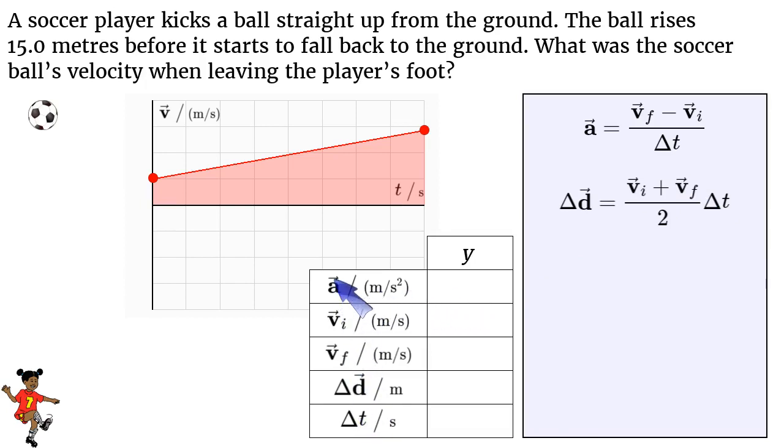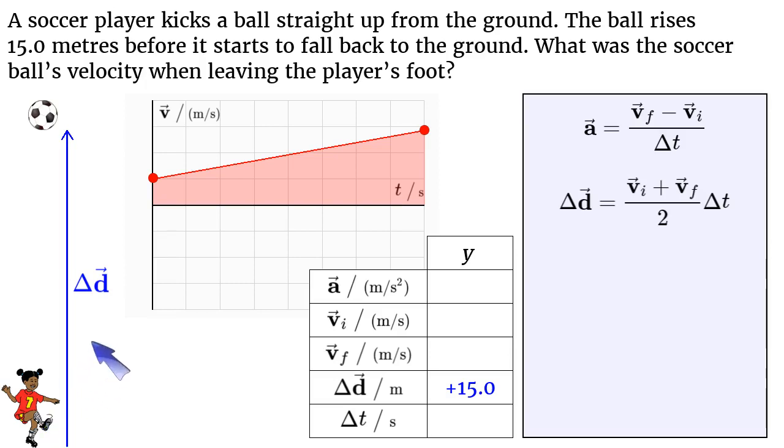Now, this is one-dimensional motion because the ball is being kicked straight up. It's going to move straight up and then straight down, so it's only going to have a y component. There's no x motion that we need to be concerned with. We'll start by filling in the information that's given in the question into the table.